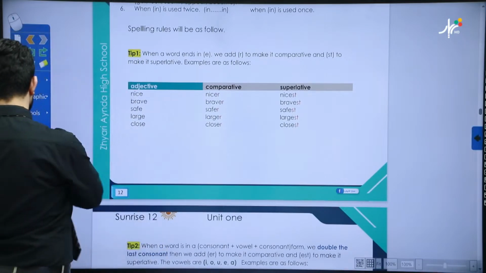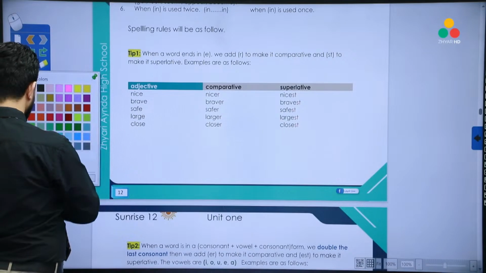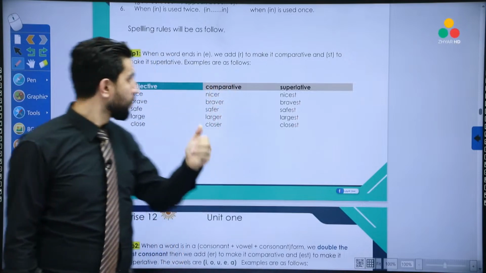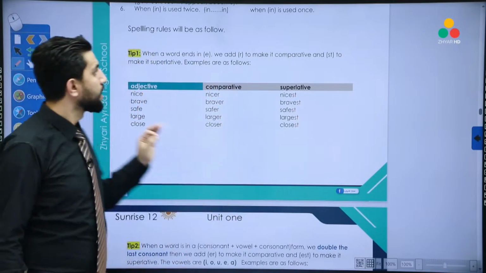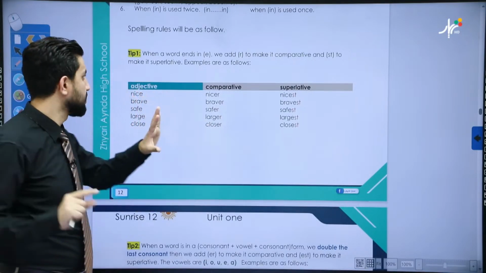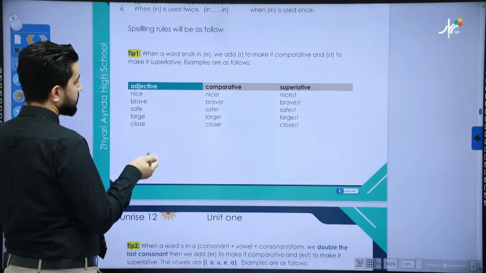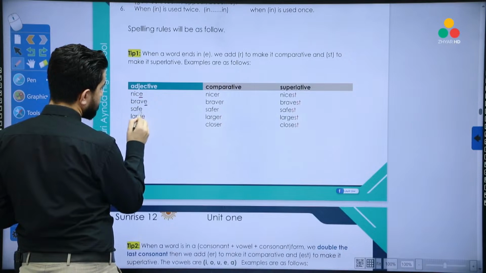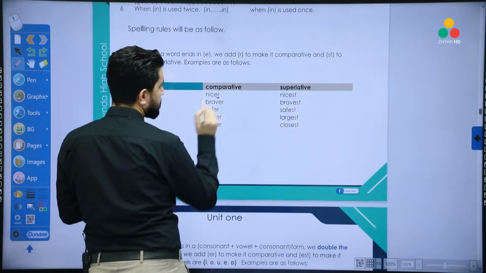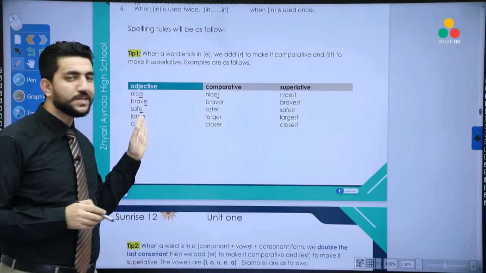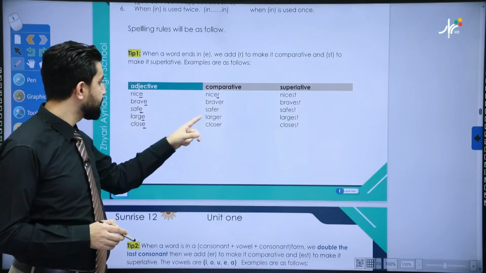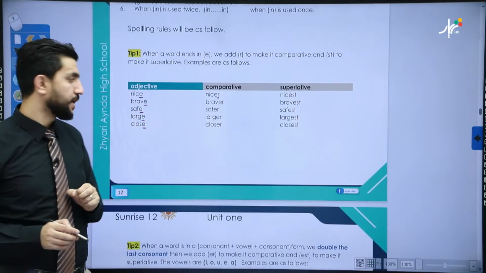Tip number one. When a word ends in an E, we add R to make it comparative, and ST to make it superlative for one syllable adjectives. We are talking about one syllable here. Examples are as follows. So for example, we have nice, brave, safe, large, close. In this case, we say nicer, we just add R here, not ER, because E is already there. So we say nicer, braver, safer, larger, and closer.